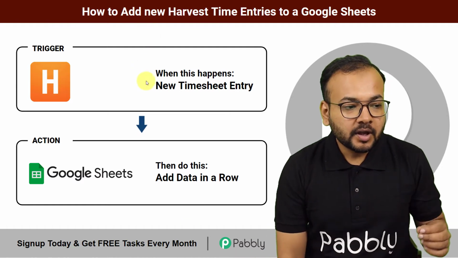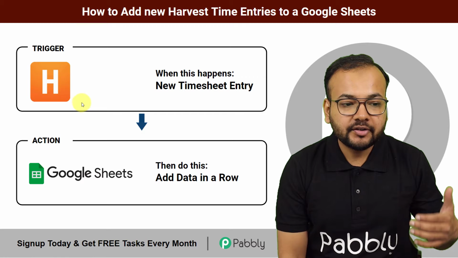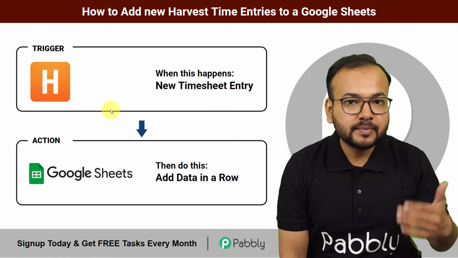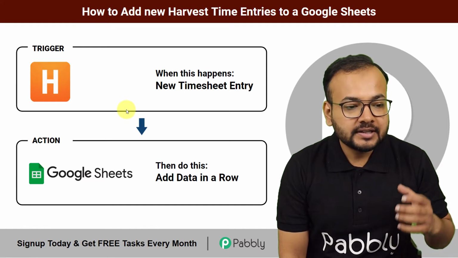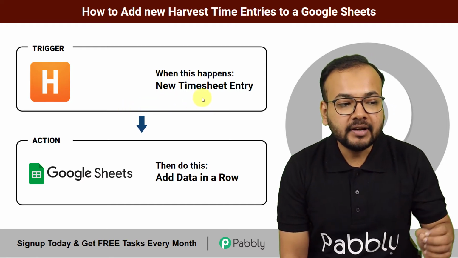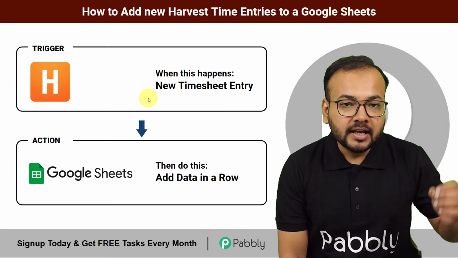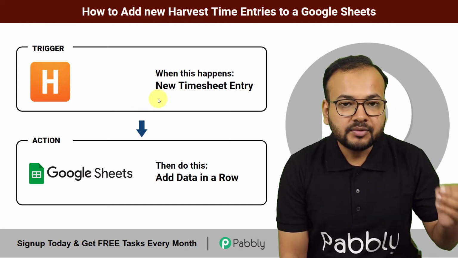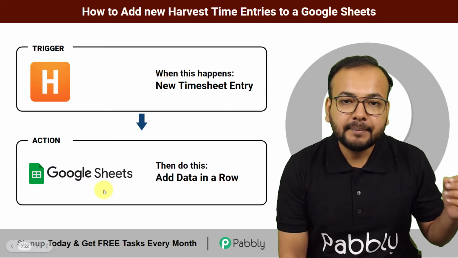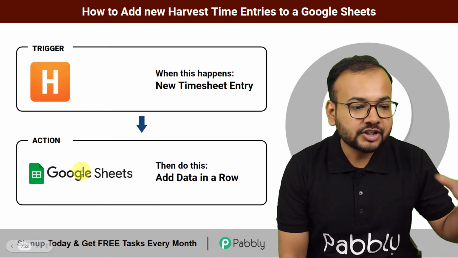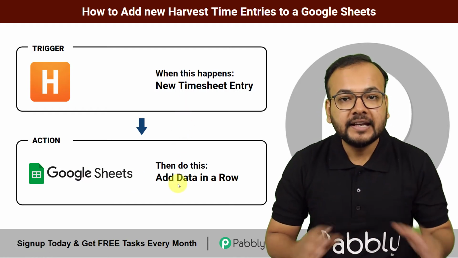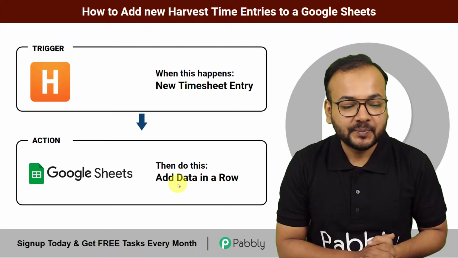So guys, here we are using Harvest as our trigger application to record and track the time that we are spending on any project. As and when you are going to have a new timesheet entry in Harvest application, the same details of the timesheet entry will be added in a row in a spreadsheet in Google Sheets application. So Google Sheets is our action application. And guys, you can also set up this automation very easily. Let me show you how.